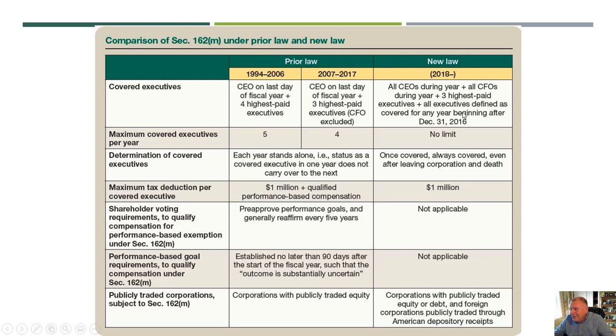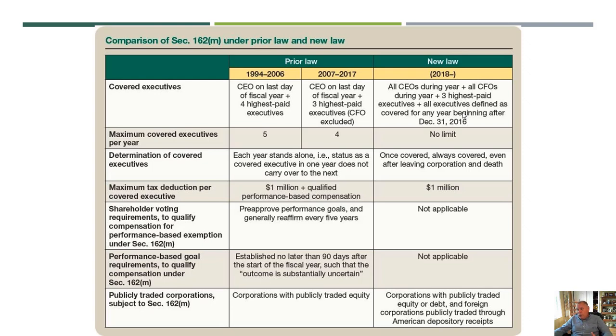I don't know who put this one in, but under prior law and the new law, essentially for certain highly compensated individuals, there are limits on what's deductible for tax purposes. Okay, and under prior law, it was the top 5 or 4, depending on which law: the CEO and the 4 highest paid, and then it went to the CEO and 3 highest paid, excluding the CFO.